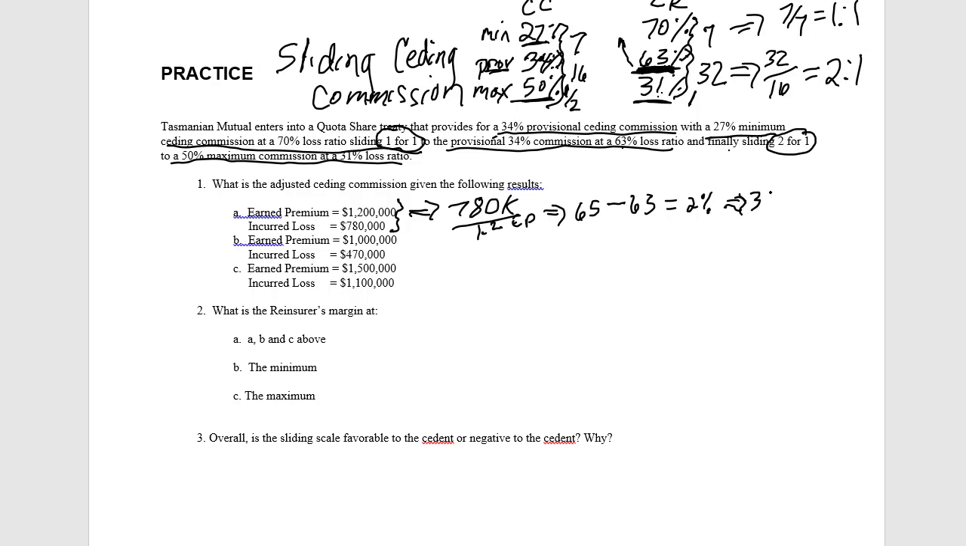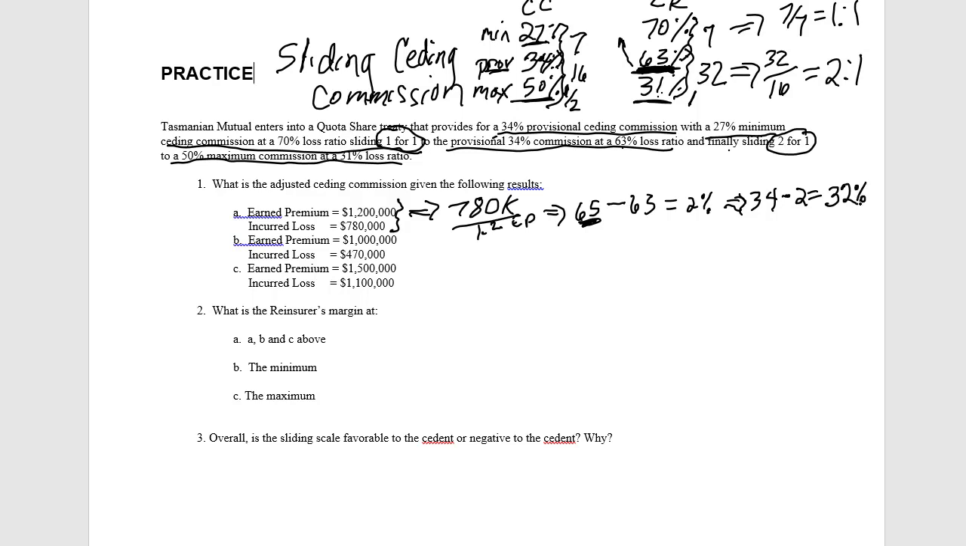is 34, and remember, we're going in the opposite direction. So our loss ratio was 2 points higher. Our ceding commission has to be 2 points lower. So we have a 32% ceding commission.